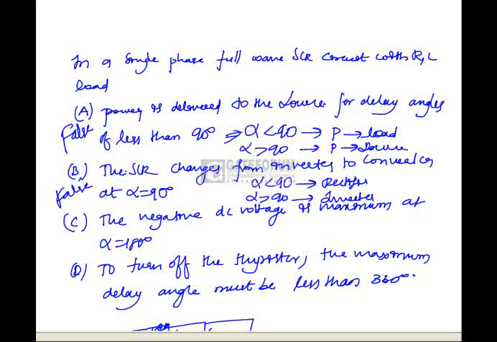Now look at option C here. Negative DC voltage is maximum at alpha equal to 180 degrees. This option is absolutely true. The rectifier action will change to inverter when alpha equals 90 degrees. At alpha equal to 180 degrees, we have maximum DC voltage, that is negative. At alpha equal to 0, the DC voltage is totally positive, that is, the maximum voltage across the output is positive. So option C is true. So the answer is option C.